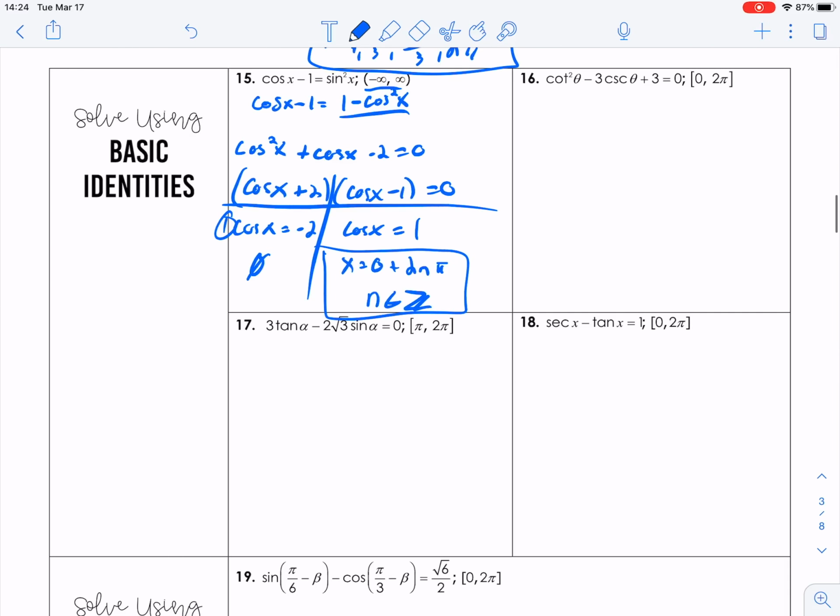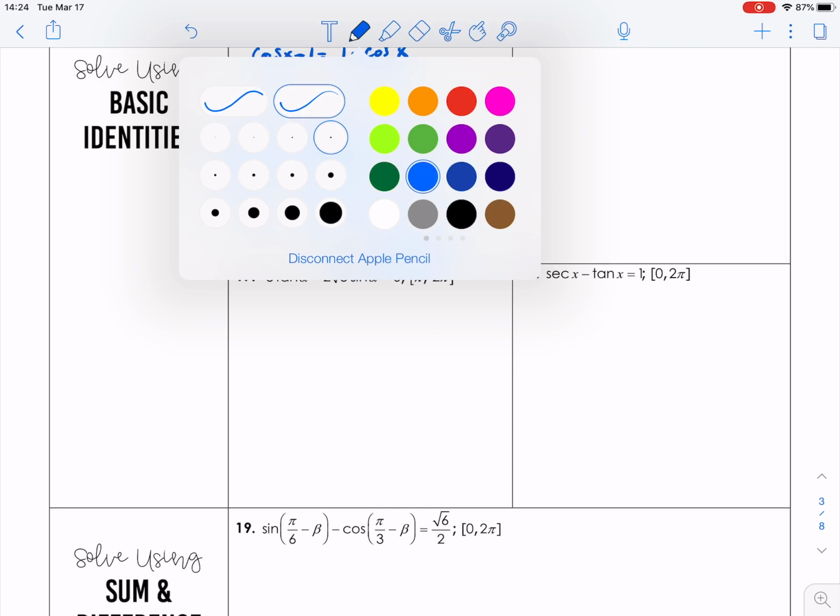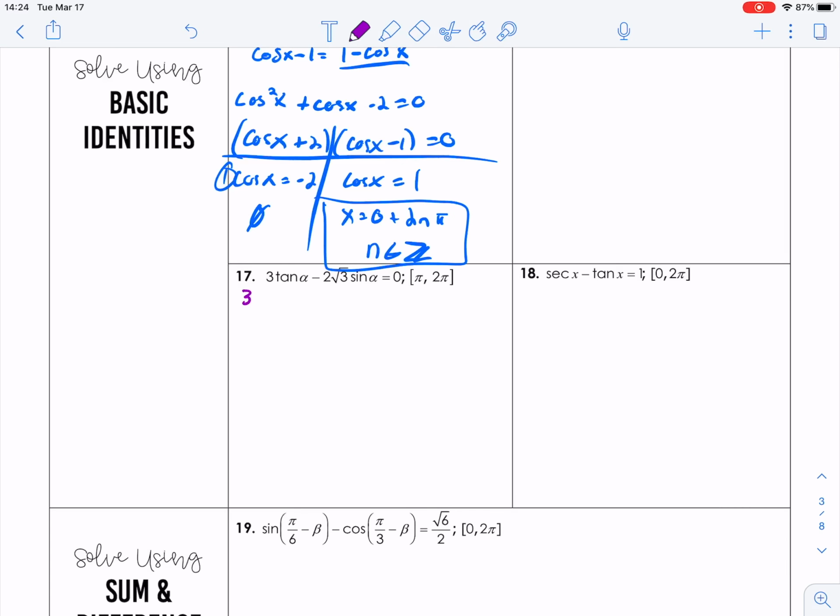Okay, number 17. Wow, we're already on 17. Here we go. We have tangent and sine. How do we get this to work here? What we can do is change tan to sine over cosine. So we get 3 sine of A over cosine of A minus 2 square roots of 3 sine of A equals 0.